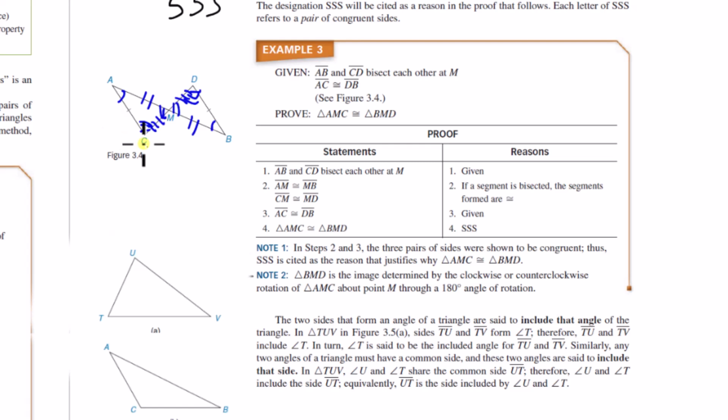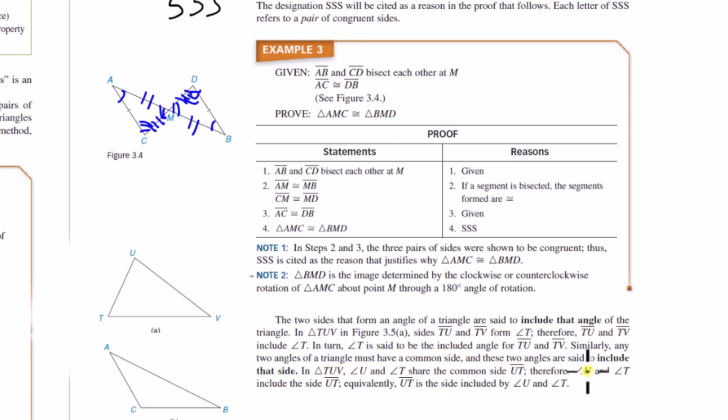So if we come back here, what I could have said was that, okay, the angle included between sides AC and AM is congruent to the angle included between sides MB and BD. Or if I needed to, for some different context, I could specify how angle A is the angle that's included between AC and AM. Okay, now it says, similarly, any two angles of a triangle must have a common side.